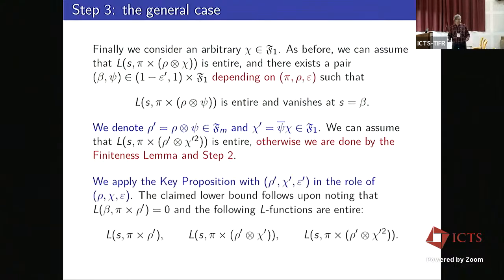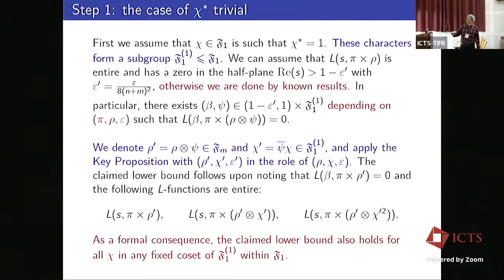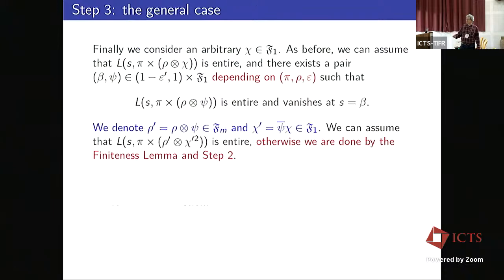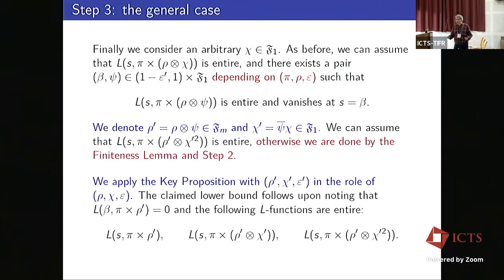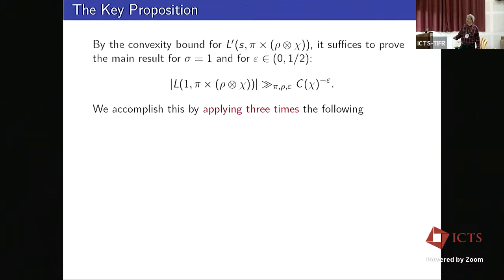And now we apply the key proposition just as before with this upgraded data, rho prime, chi prime, epsilon prime. Once again, epsilon prime is just this scaled version of epsilon, it's nothing serious. And we can apply the key proposition because now, by all the assumptions, all the 3 L functions are entire. The middle guy is entire because it's just the original twist. This first guy is entire because that's just the L function in this assumption. And the third guy is entire because we just discussed that we can assume that it is entire. So this is how we prove this lower bound in 3 steps.